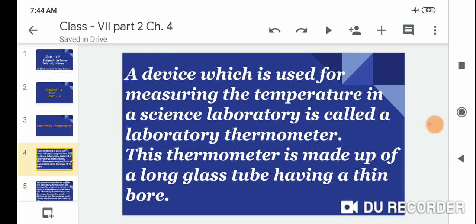A device which is used for measuring the temperature in a science laboratory is called a laboratory thermometer. This thermometer is made up of a long glass tube having a thin pore.